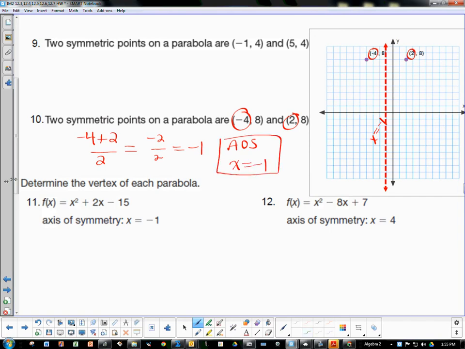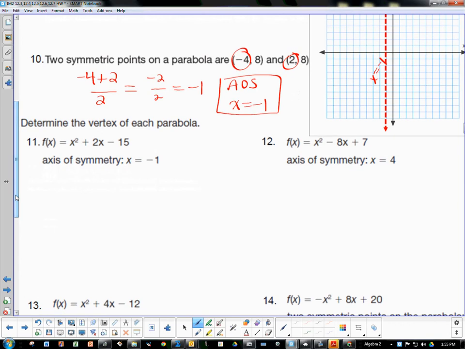Okay, moving forward to number 11. Number 11 says determine the vertex of the parabola. All right.